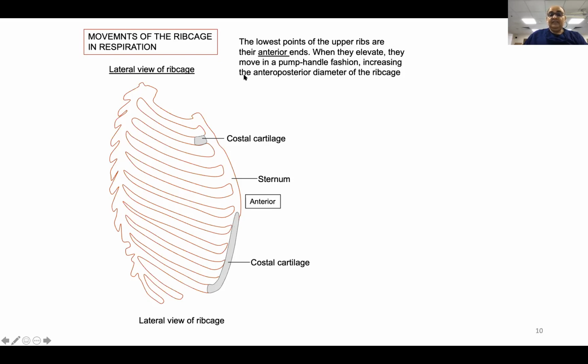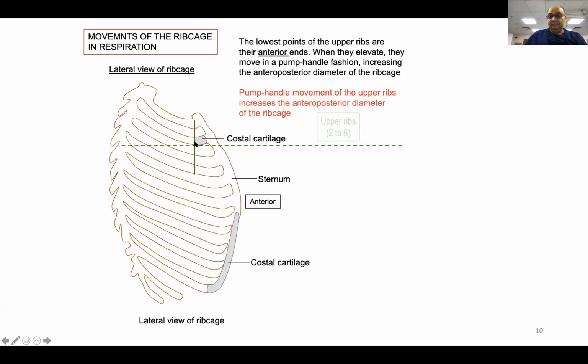When they elevate, they move in pump handle fashion. I hope everybody knows what a pump handle is. If not, I will show you shortly in an image. So I draw a line at this level, this green line. And then I draw a vertical line. One is dotted, one is a complete line. So pump handle movement of the upper ribs increases what? They increase my anterior-posterior diameter, the distance from here to here. The anterior to posterior diameter of the rib cage is increased by pump handle.